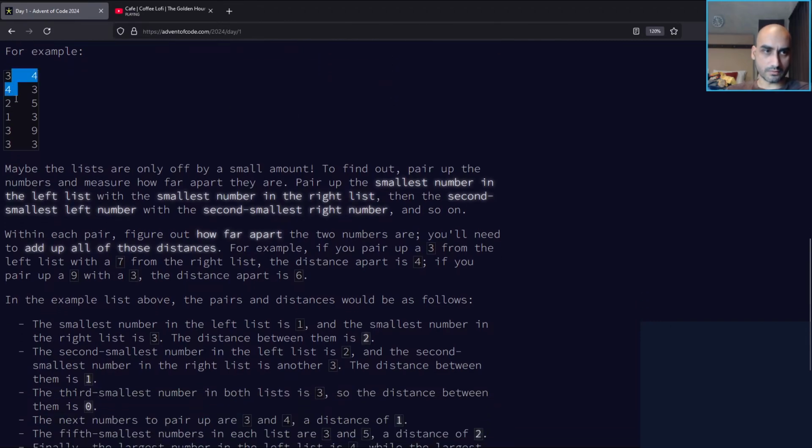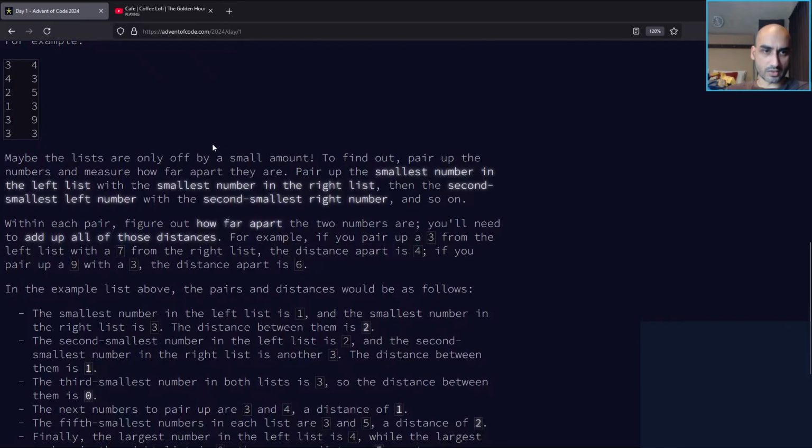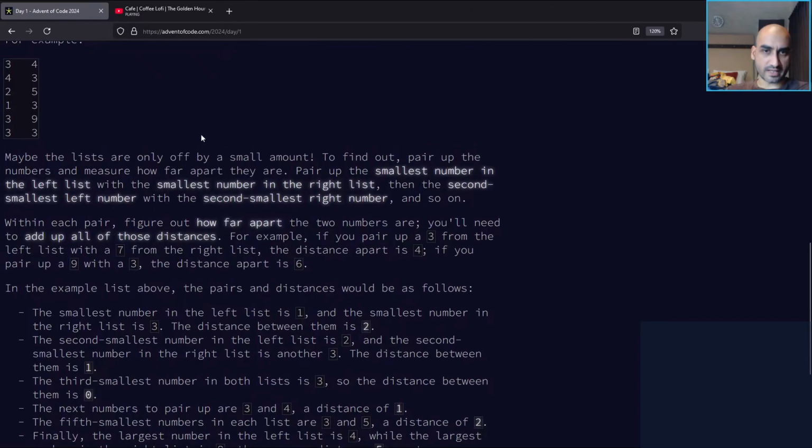For example, maybe the lists are only off by a small amount. To find out, pair up the numbers and measure how far apart they are. Smallest in the first list with the smallest in the right list, second, and so on.